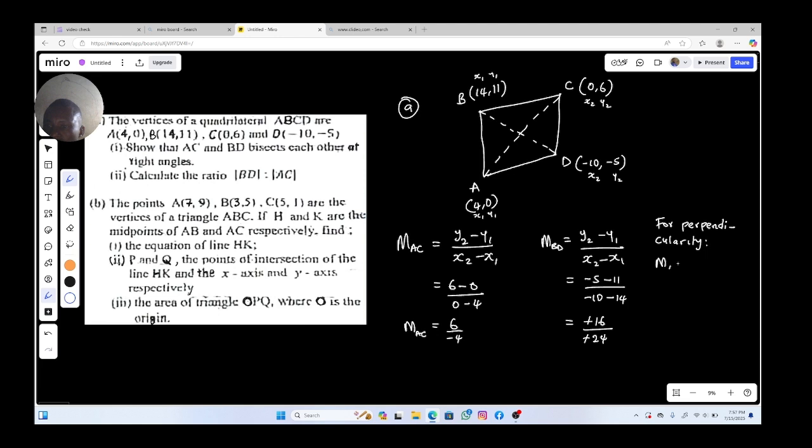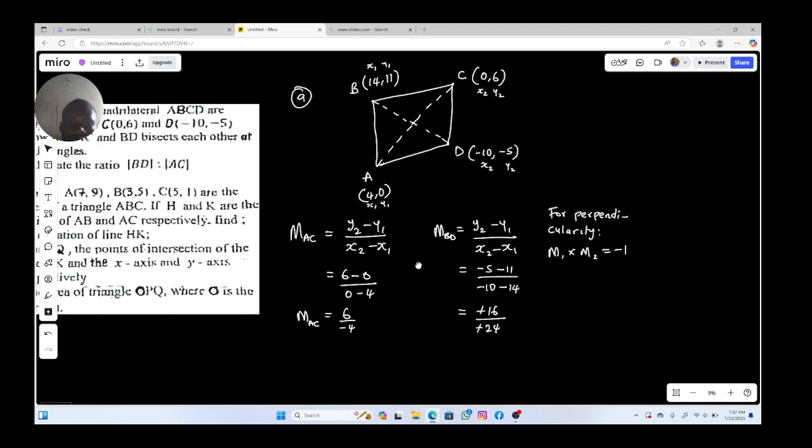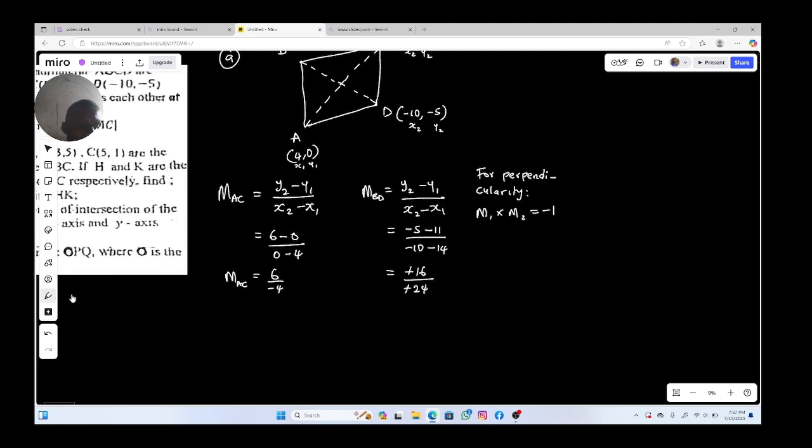So m1 times m2. If it gives us -1, then the two lines that have the slope m1 and m2 are perpendicular. So we are going to multiply those two slopes. If our answer comes out as -1, then the two lines are perpendicular.